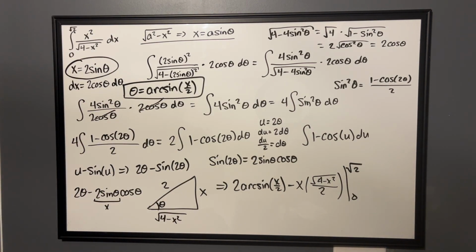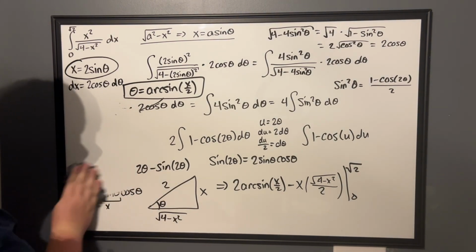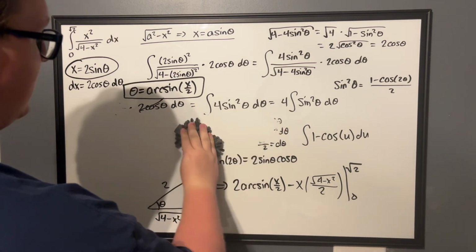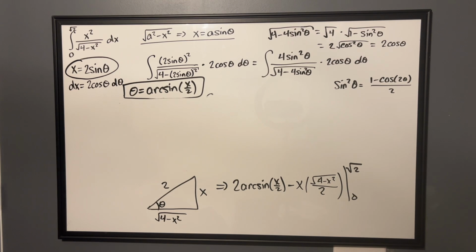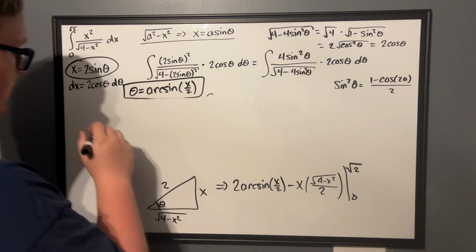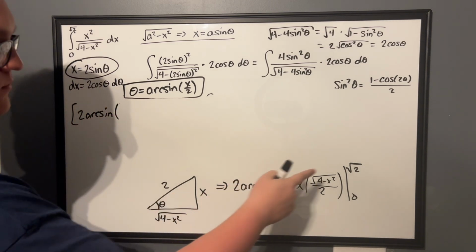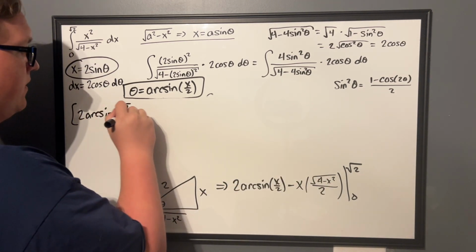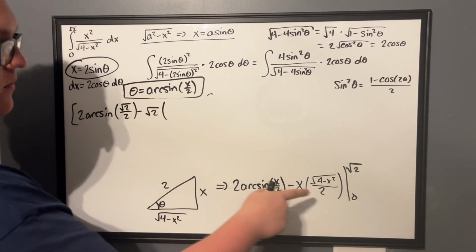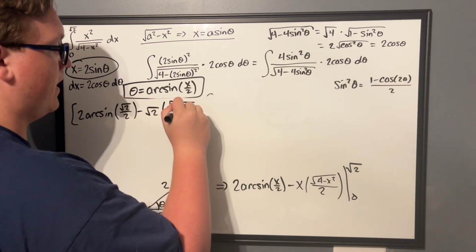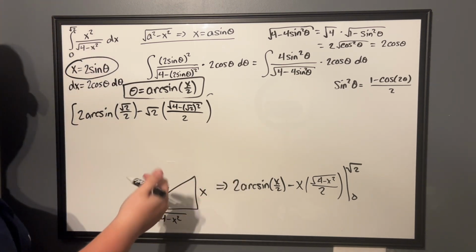So now we can go ahead and evaluate after all of this work. So I'm going to go ahead and erase some of this work in the middle so we have a little bit of room here. But we can go ahead and start evaluating. So we're going to evaluate everything at root 2 first. So what we're going to have here is 2 arcsine of, well, x is root 2 in the first case, so it's going to be root 2 over 2, minus the square root of 2 times the square root of 4 minus root 2 squared, all over 2. That's plugging in the root 2 part of it.